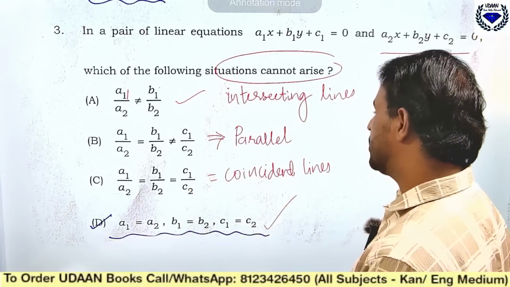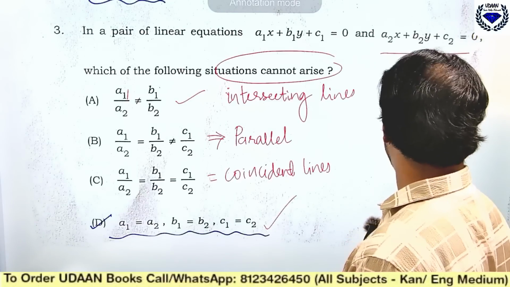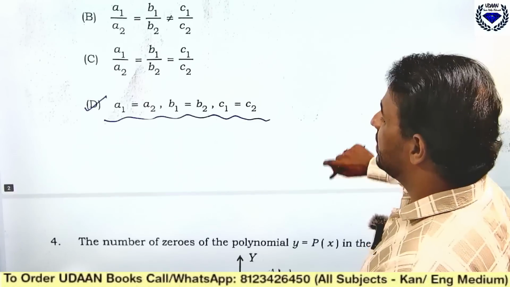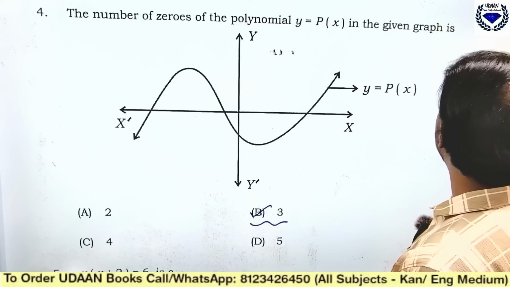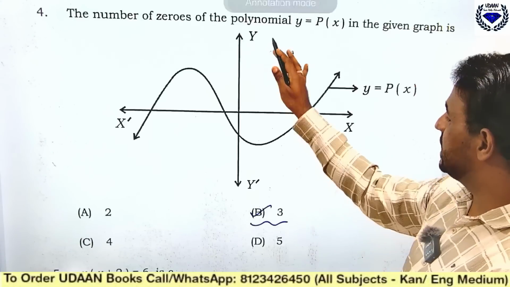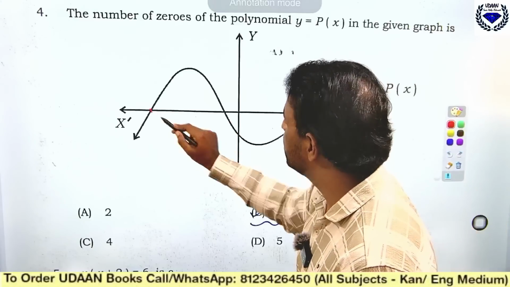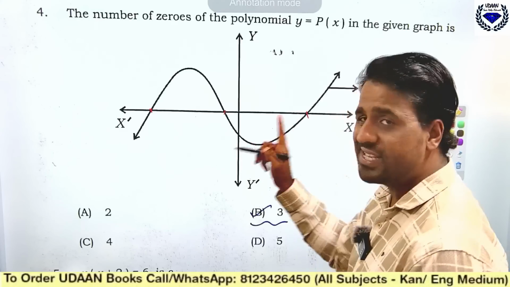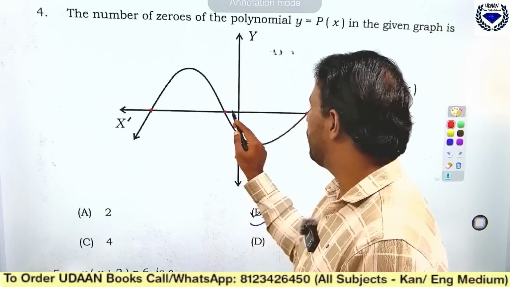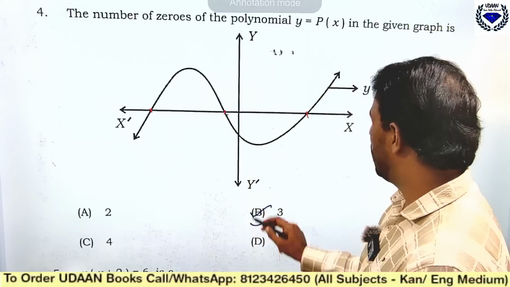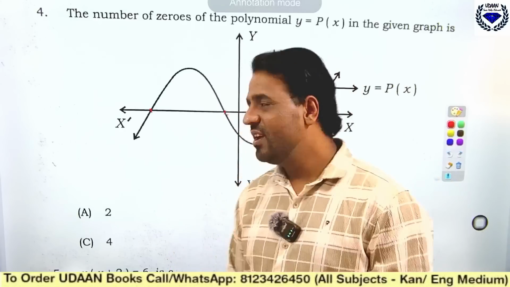Then coming to the next one. The number of zeros of the polynomial y equal to p of x in the given graph is. This is the graph with x dash and y dash, and you can see it is intersecting the x axis at how many points? It is intersecting the x axis at 3 points. Therefore, the number of zeros of the polynomial is 3. Therefore, option 3 is the right answer. I hope you are getting it.